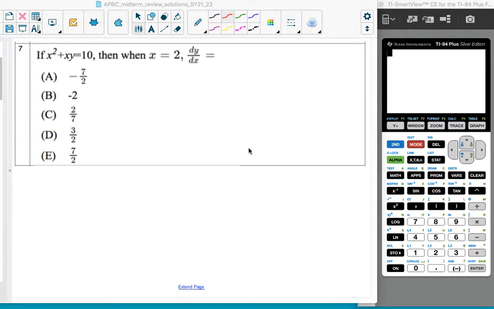All right, this is AP BC Calculus. We're doing the midterm review, and this is multiple choice number 7, which is a non-calculator question. We're given x squared plus xy equals 10, and we're asked, when x equals 2, what is dy/dx?